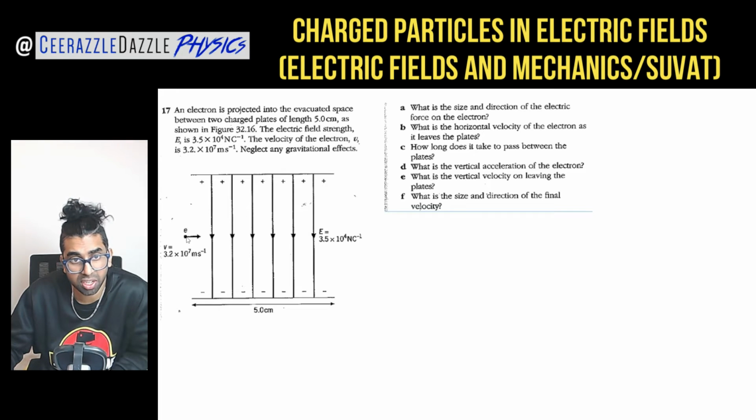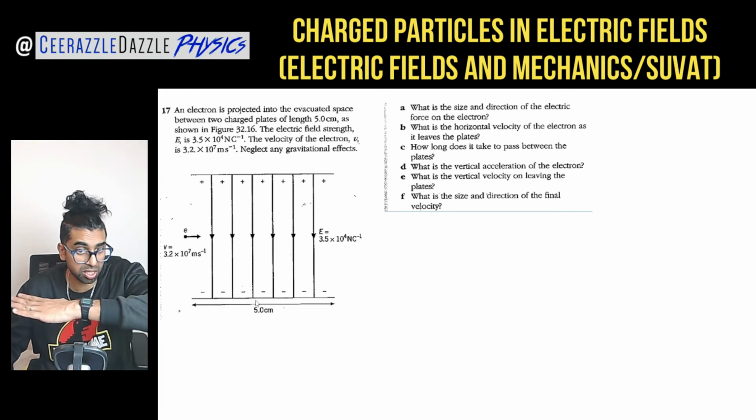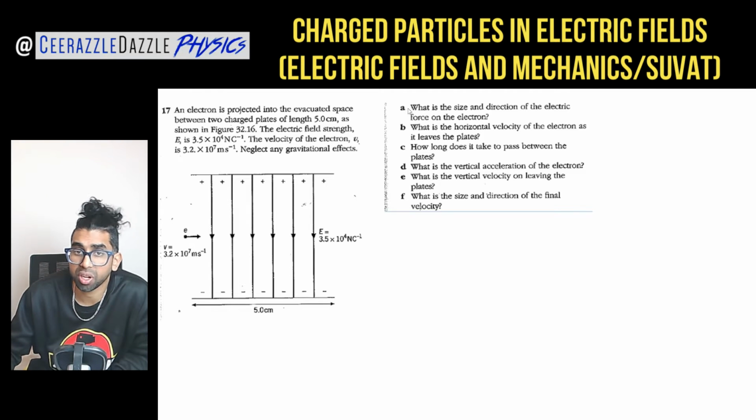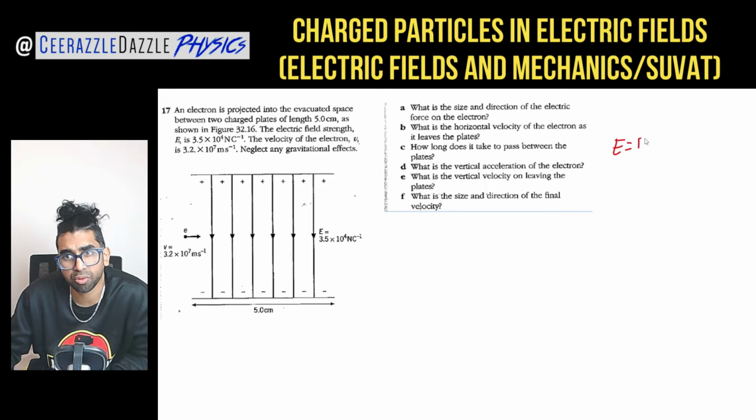So here's our electron fired in here, and as we can see, we've got the positive plate at the top, negative plate at the bottom, and that's the strength of the electric field. And look, the length of this bit of the plate over here is 5 centimeters. Part A: what is the size and direction of the electric force on the electron? Right, so hopefully you can remember that the electric field strength is equal to the force acting per unit charge. So therefore, if I want to work out the force, it is equal to the electric field strength times the charge.